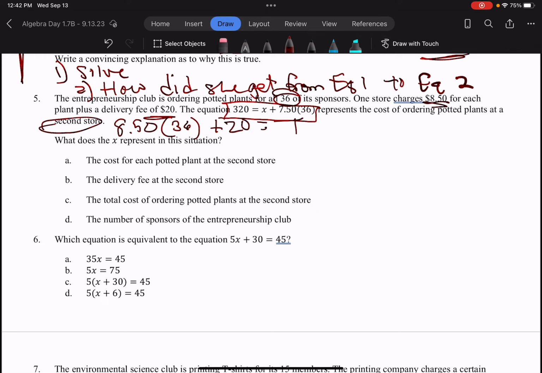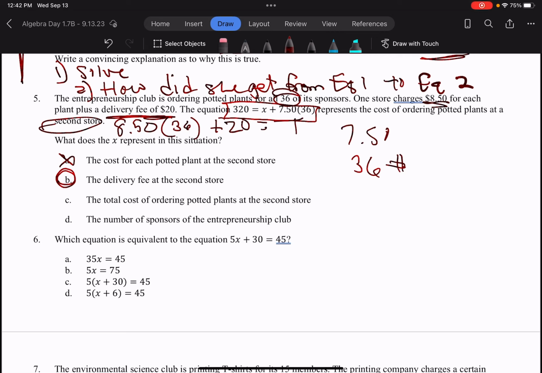Well, so 750 times 36 must be the cost per plant. So 750 is cost per plant, 36 is the number of people or number of plants that we're buying, and 320 is the total. So we know that in the first equation we had a delivery fee, that constant of $20. So let's see what our options are. A, the cost for each potted plant at the second store. Nope, that would be $7.50. B, the delivery fee at the second store. Ooh, we know that was the constant for the first one. That seems to be what we're missing in the second one.